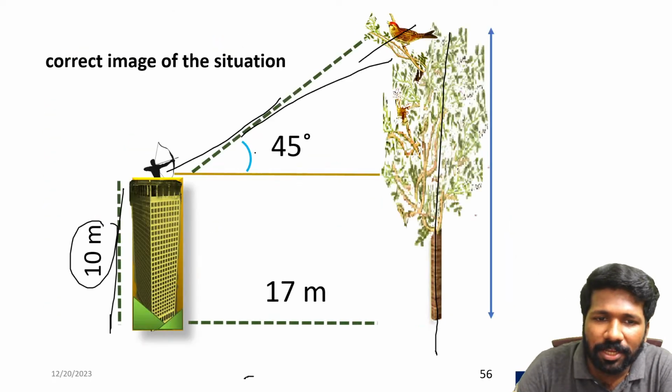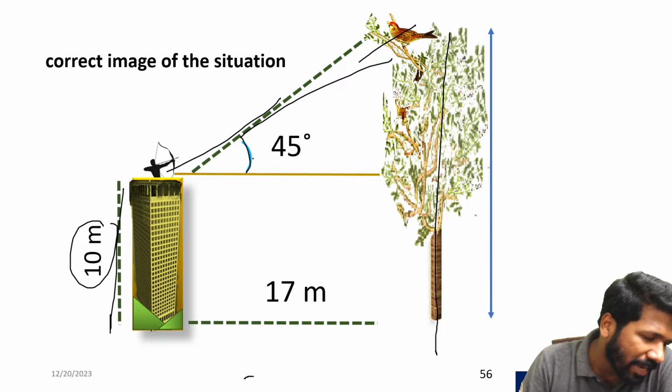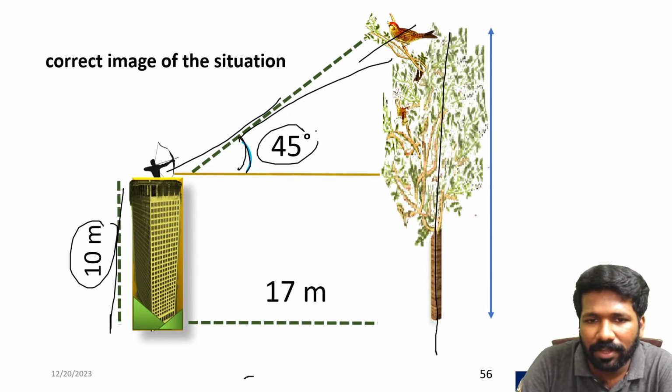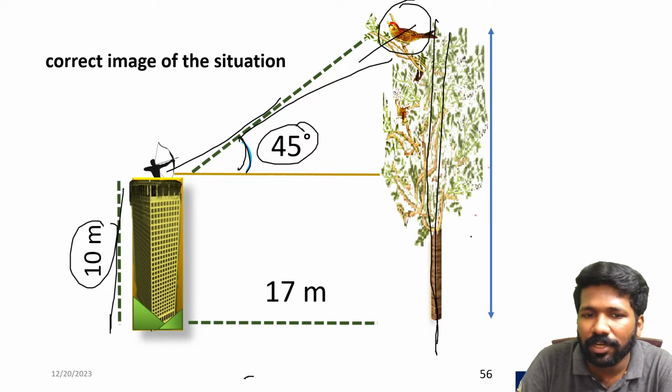So this is his line of sight. Line of sight means like the angle of elevation we discussed in the previous question. This is the angle that we are dealing with. And the bird is here. So this is 45 degree. This height we need to find.